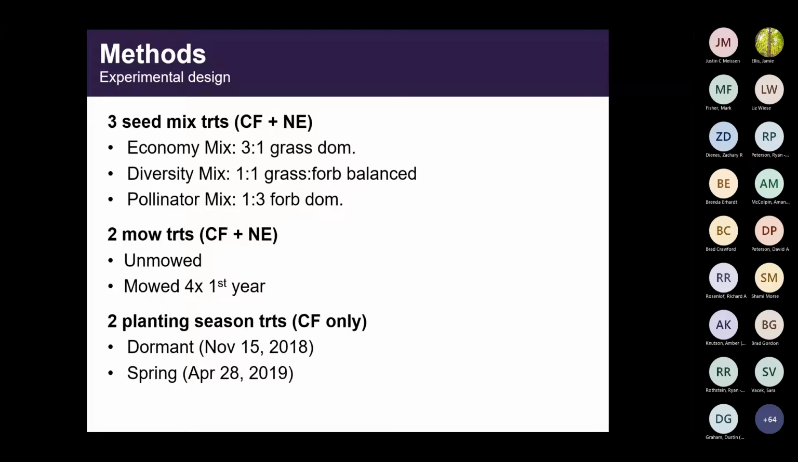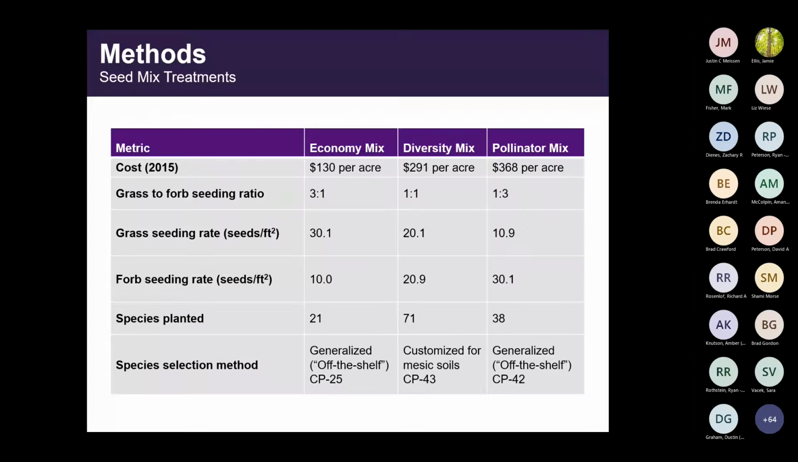And then finally, we looked at 2 planting season treatments in the CF experiment, where we planted in the dormant season on November 15th and in the spring on April 28th. Now, both times we used a native seed drill, since that's typically what's readily available for farmers to rent. So here are the 3 seed mixes we compared.